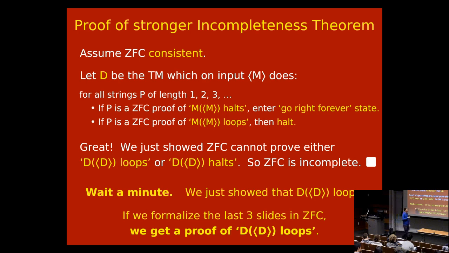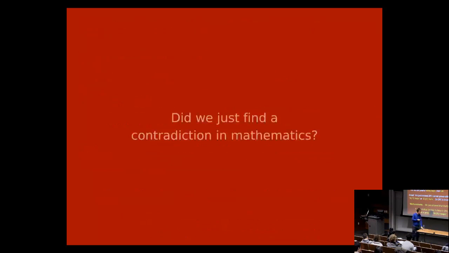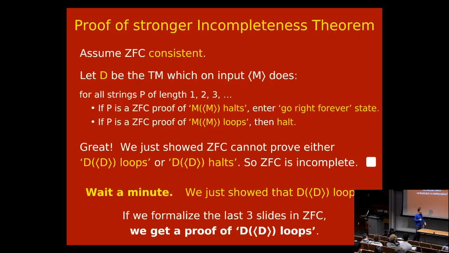So if we just formalize these last 3 slides in Z of C, we actually get a proof that D of D loops, which is like a contradiction. So perhaps we just found a contradiction in all of mathematics. And then we can really cancel the class. Well, did we find a contradiction in mathematics? The answer is no, because I cheated you a little bit again. I put a little something past you that you might not have noticed. We didn't find a contradiction in mathematics.